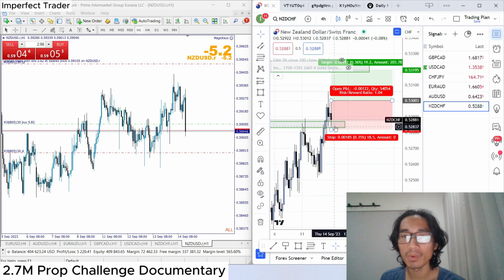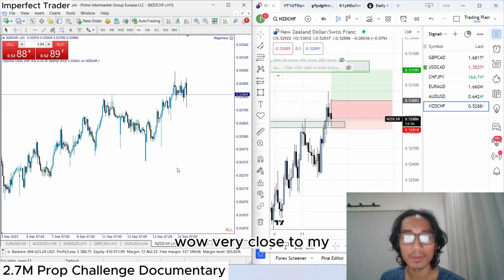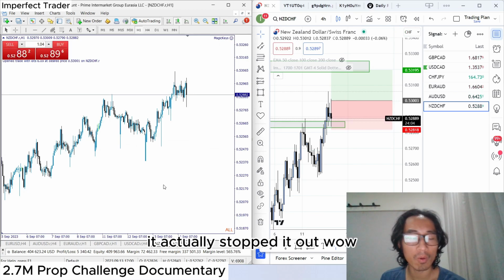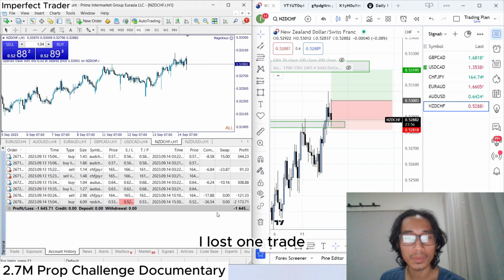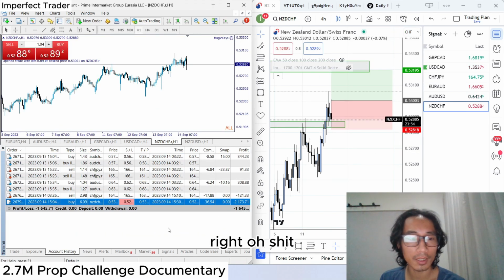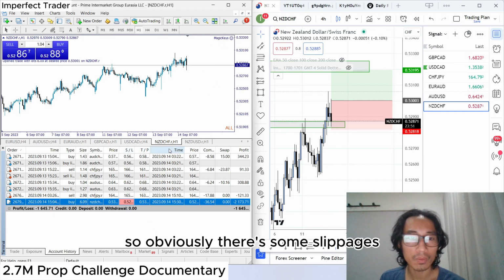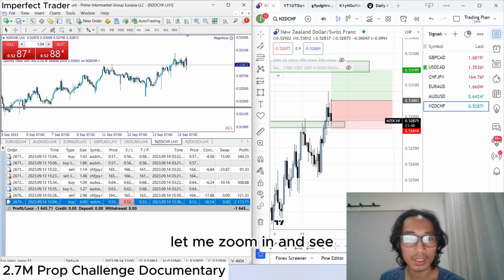NZD CHF, wow, very close to my... oh, it actually stopped out. Wow, it actually stopped me out. Wow. So I lost one trade right here. Oh shit. So obviously there's some slippage. Let me zoom in and see.